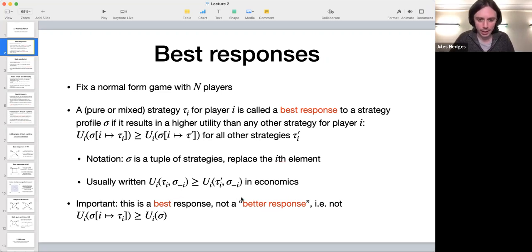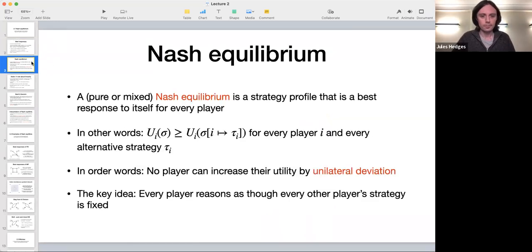There's an important caveat here that this really means best response. Given that everybody else is playing sigma, tau_i is the best thing that player i can do. It does not mean merely that it's a better response. It's not enough that player i's utility is higher than if they'd played sigma. It has to also be higher than anything else that they could have done. So it was a best response, not a better response.